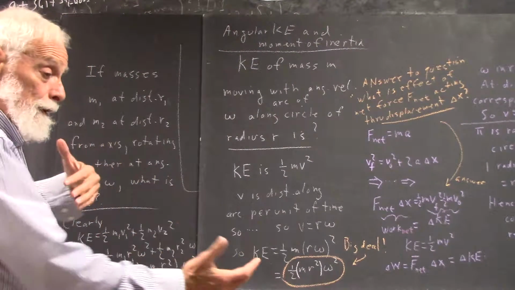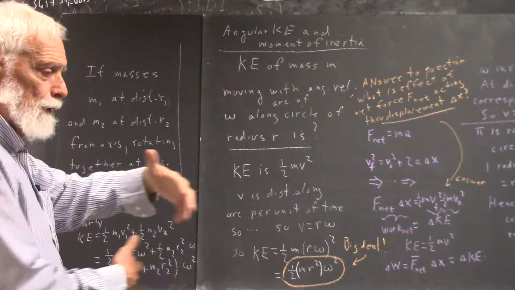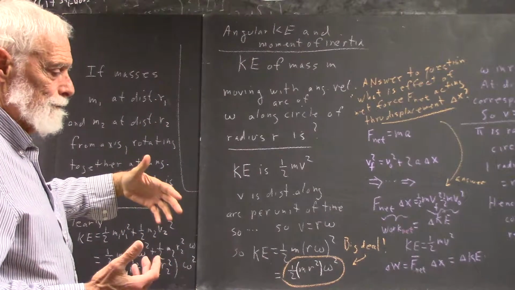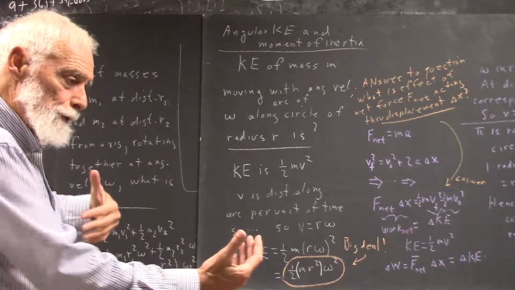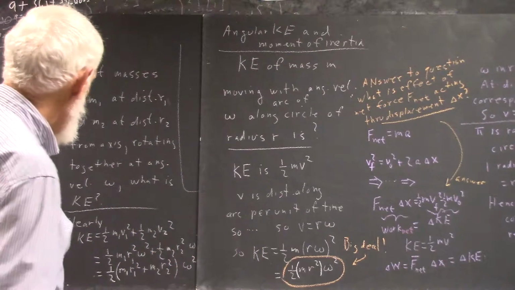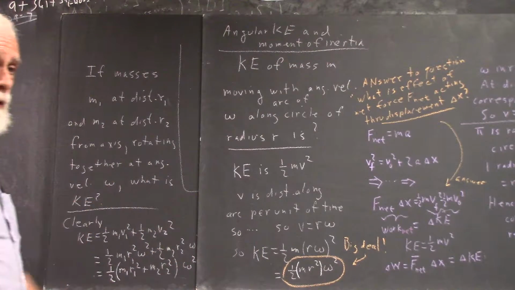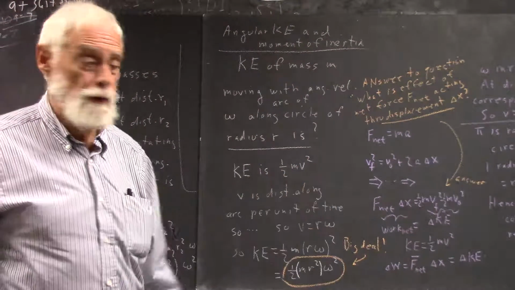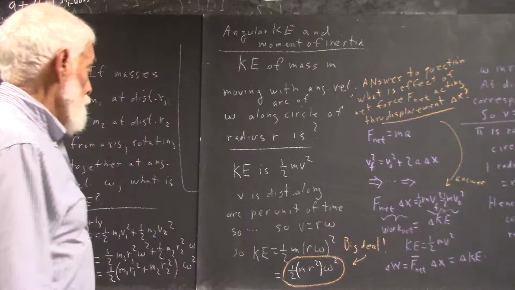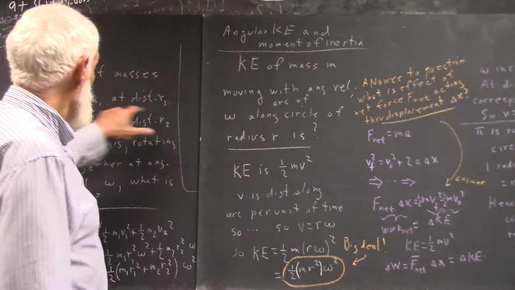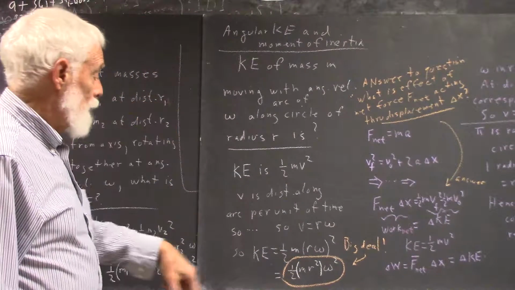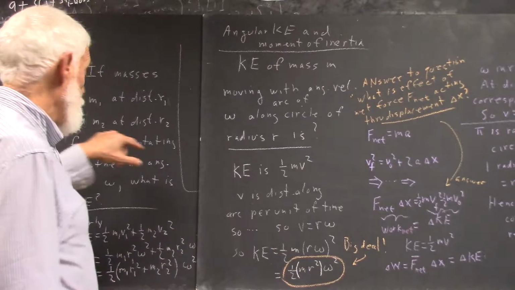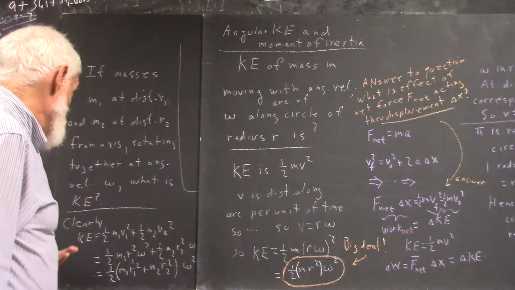The whole object goes through the angular positions at the same rate. Okay, so anyhow, what's the kinetic energy? Well, the answer is pretty obvious, and the class got this very quickly. It said, well, you just take this expression for the first mass and the first distance, and then you do the same expression for the second mass and the second distance, and you get it.